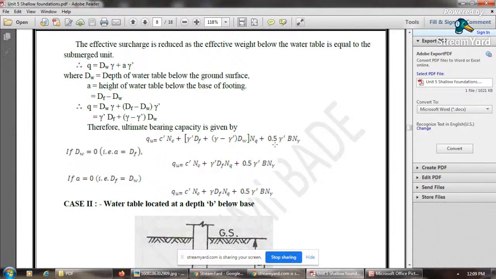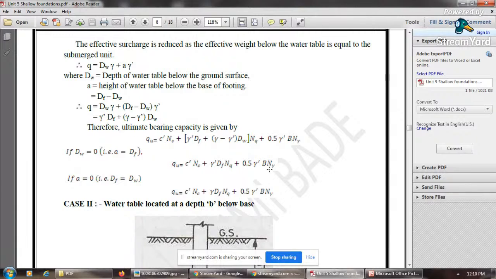We are seeing only the flat footing here, so there will be 0.5. If you have a circular footing or a rectangular footing, then this 0.5 is different. So basically now we are going to take it as 0.5 for flat footing. Now if dW equals 0, that is a equals Df, then qu will be c dash Nc plus gamma dash Df Nq plus 0.5 gamma dash B N gamma.